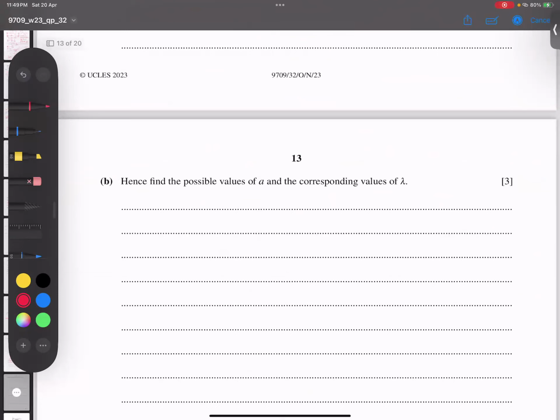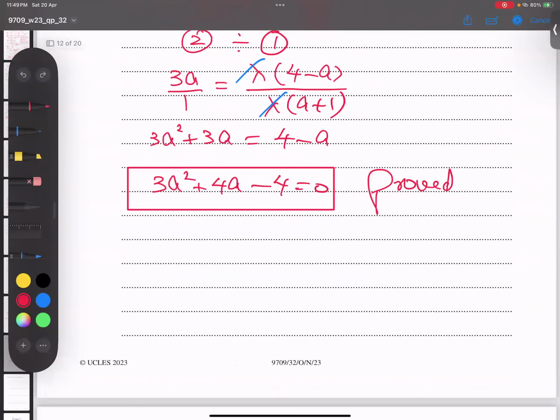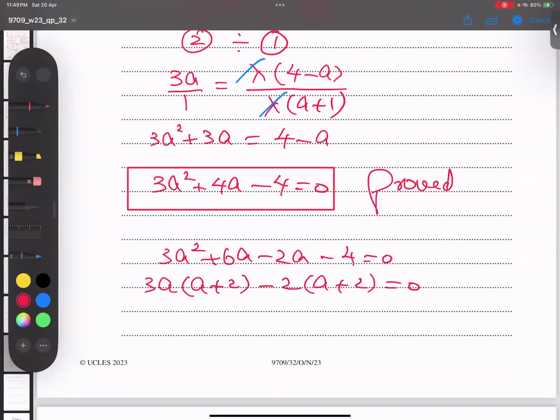He said to find the possible values of a and the corresponding value of lambda. So no problem, I will go for it from here. 4 3s are 12, and 6 to the 12. I think factorization is possible. 3a common, I get a plus 2. Plus minus 2 common, I get a plus 2. A plus 2 common out, and I get 3a minus 2. And I'm getting two answers, students. One answer I'm getting is -2, and one I'm also getting is 2 by 3.